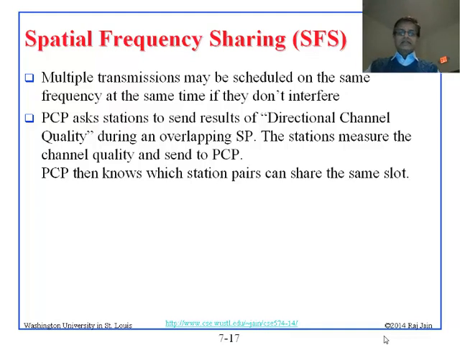The results, whenever there is an overlapping SP, what is SP? SP is the service period. That is the pre-allocated time. All right? And the PCP then knows which station pair can share the same slot. Any question about this?